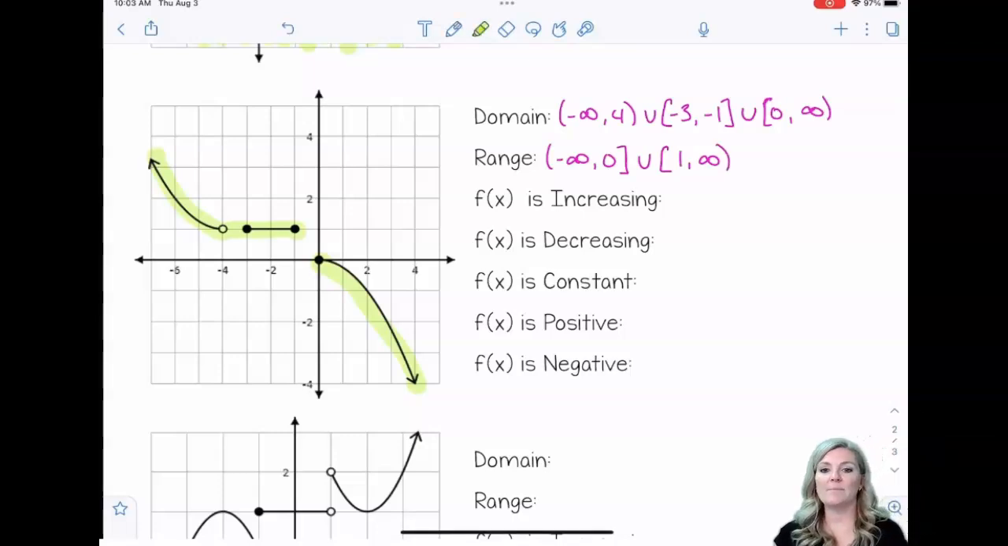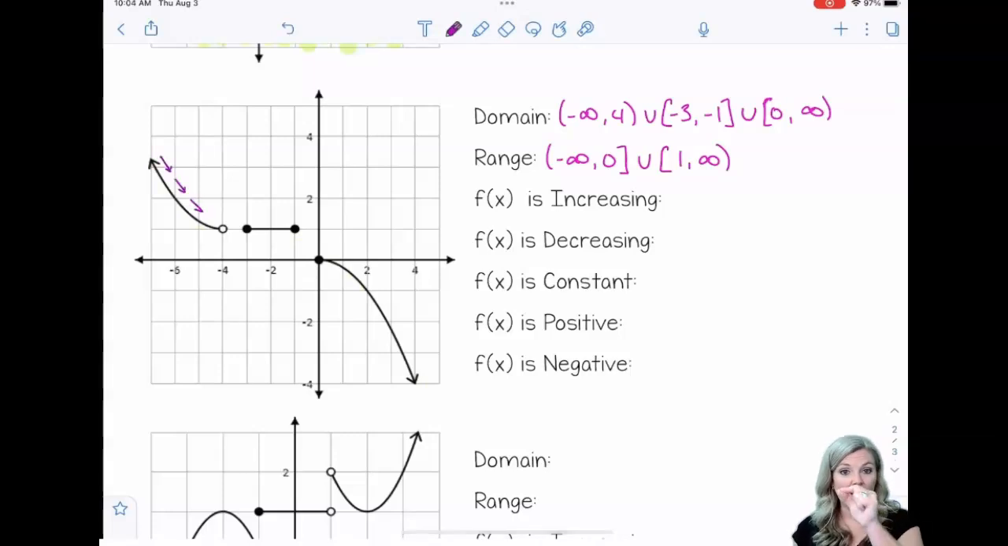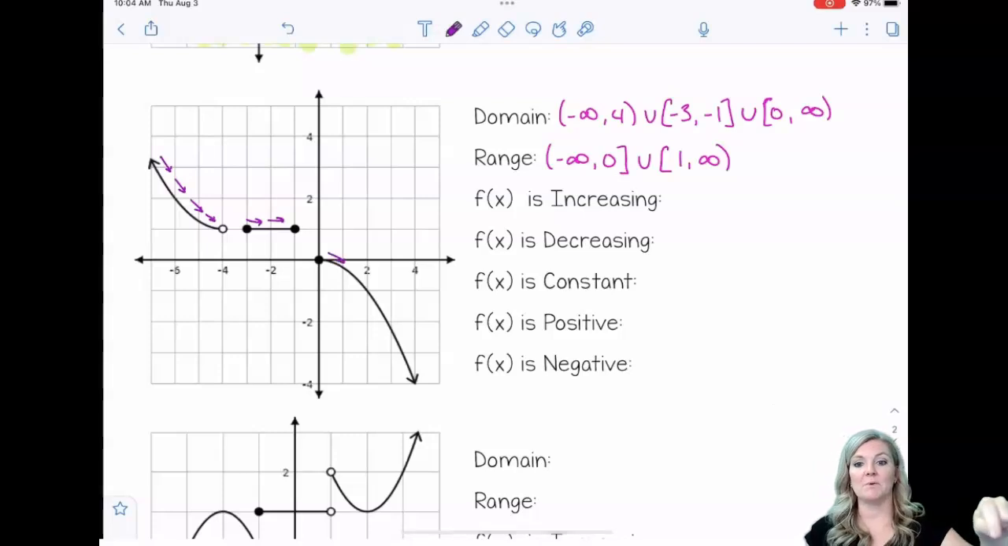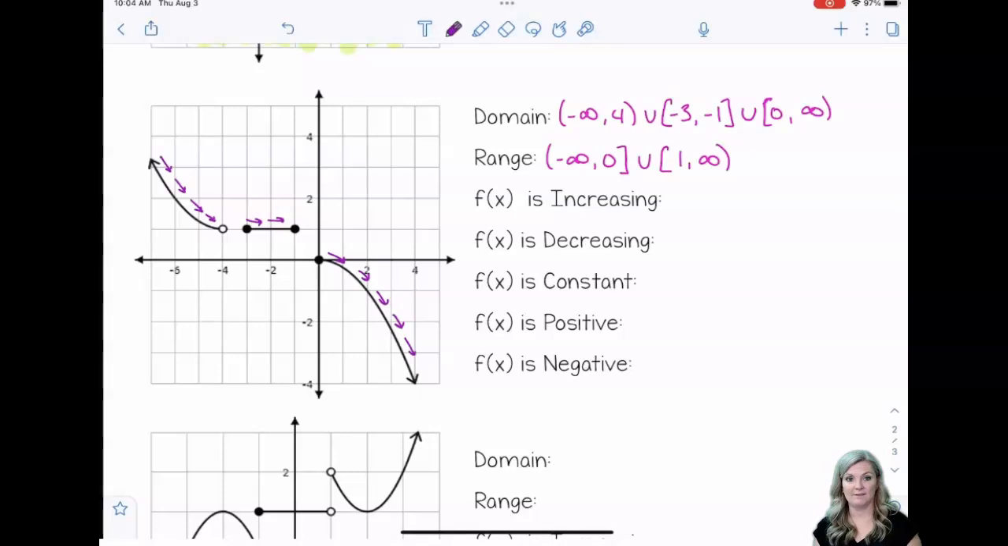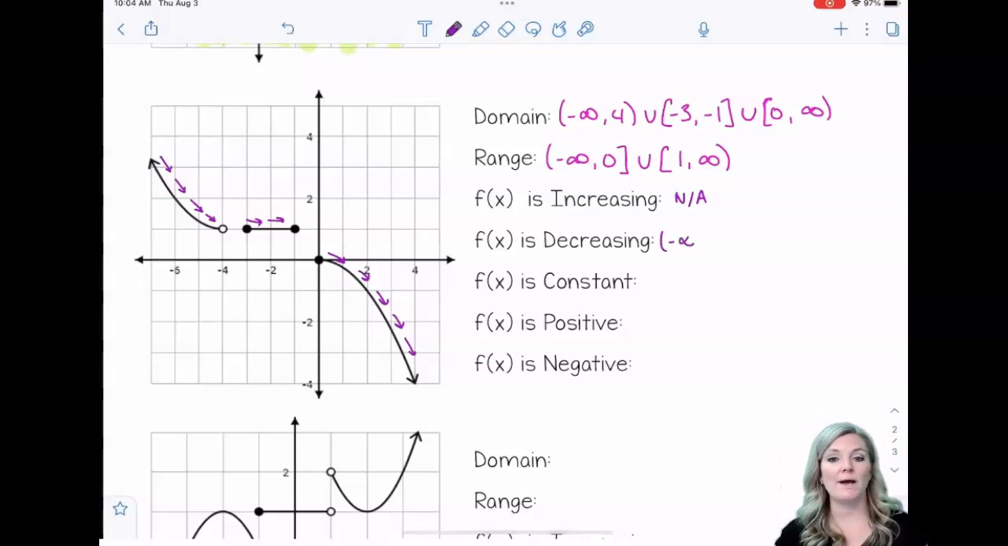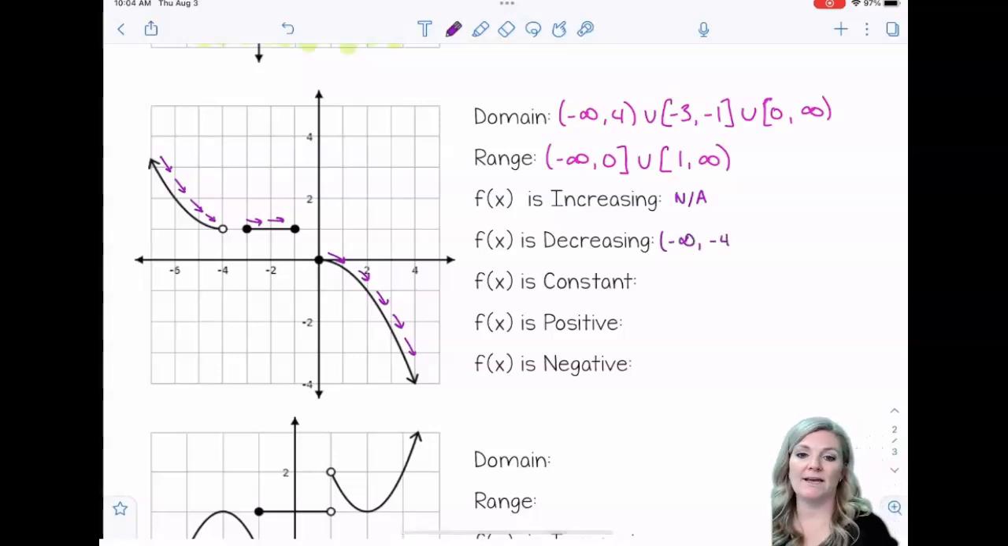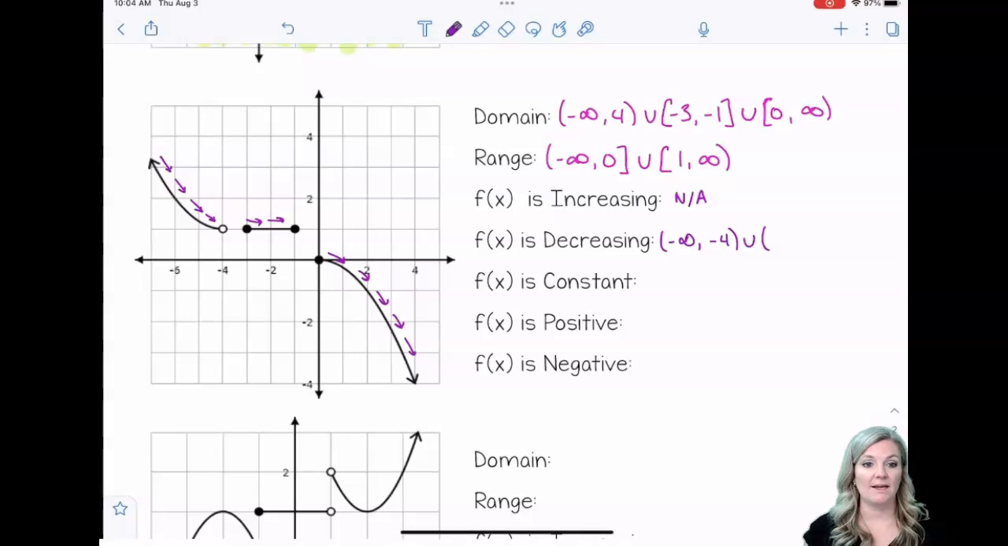Now, let's talk about increasing. Actually, let's just do all the directions. As I'm writing this from left to right, I'm going down first, and then I'm going across, and then I'm going down again. So am I ever increasing? No, I'm never going uphill anywhere. Now, where am I decreasing? I'm decreasing twice. I'm starting my decrease at -infinity and stopping it at -4, and then picking it back up at 0 and going to infinity.